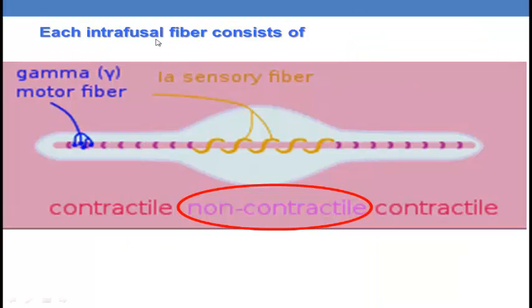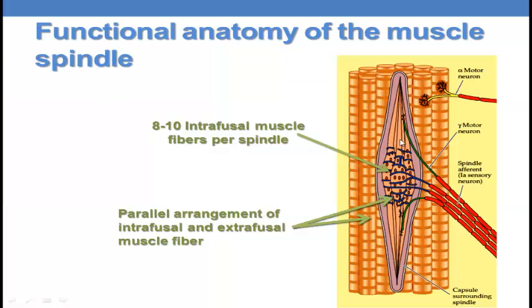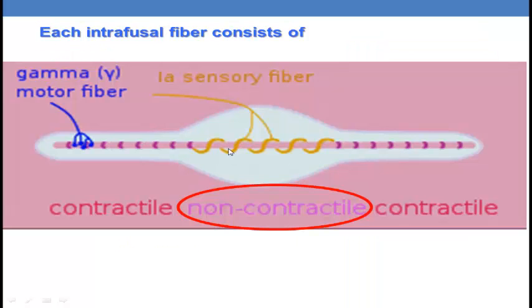Each intrafusal muscle fiber, let's focus on one of these, consists of a central part and peripheral parts. The central area is non-contractile. It doesn't contain contractile proteins. But the peripheral parts are contractile. They contain the contractile proteins and they can contract.